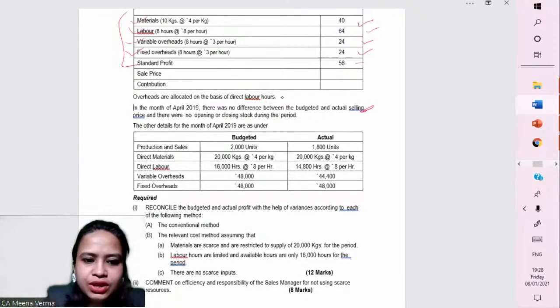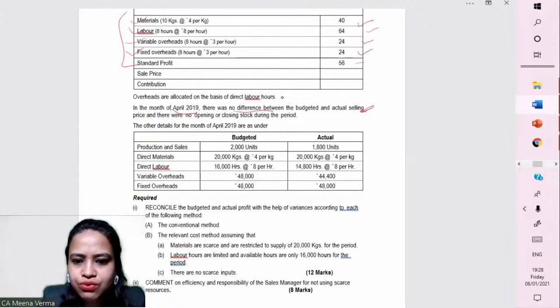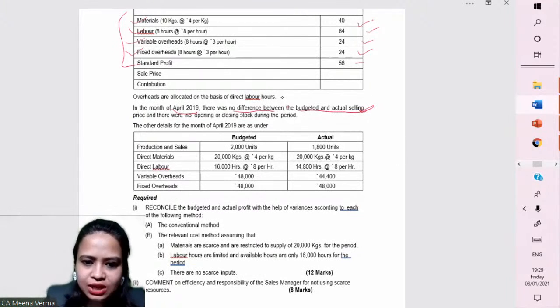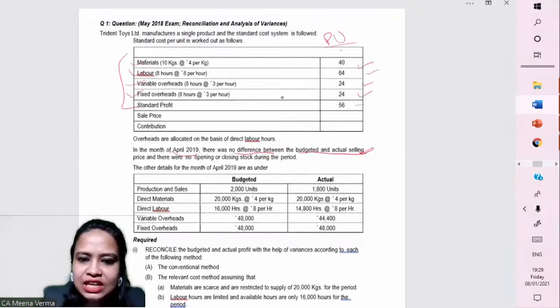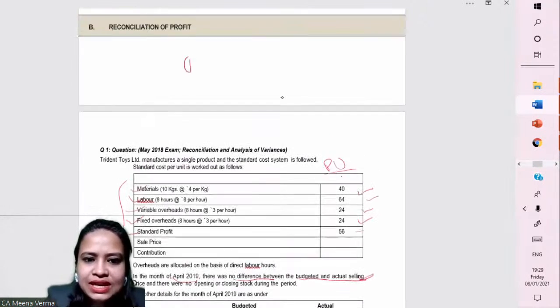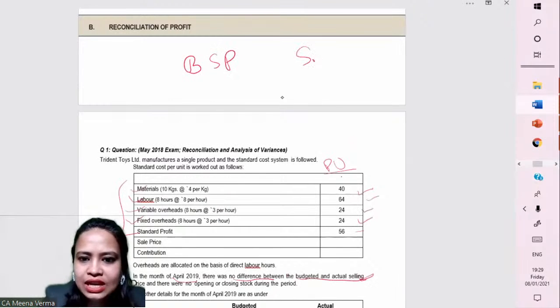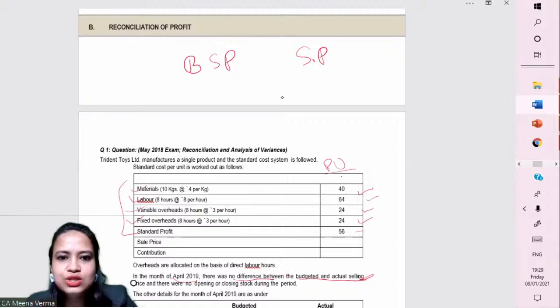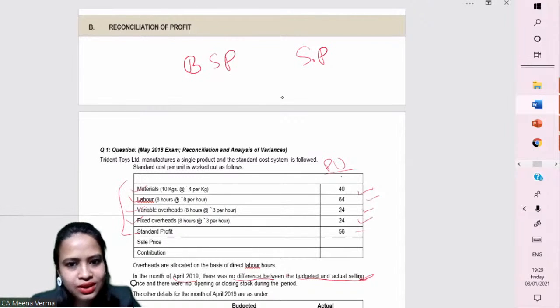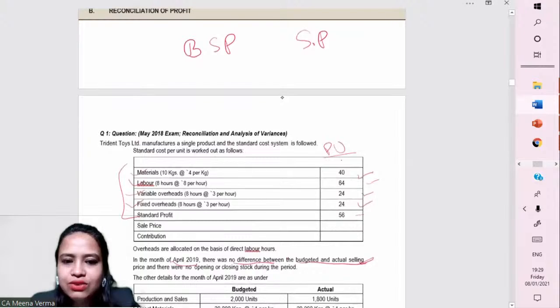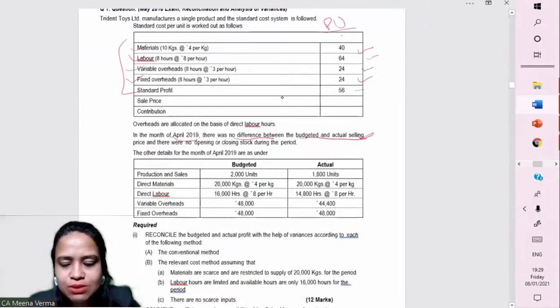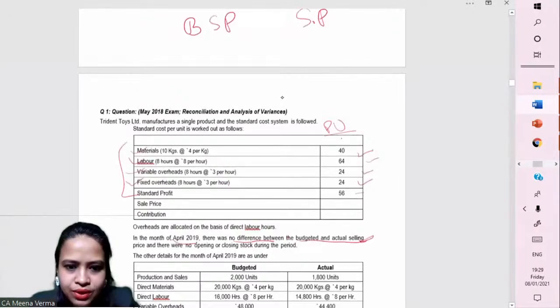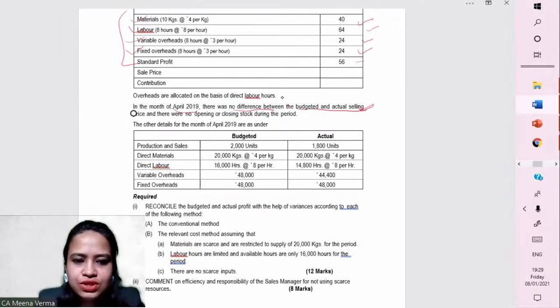What information? In the month of April, there was no difference in the budgeted and actual selling price. Means the budgeted selling price and the actual selling price was same. So it means that there is no sale price variance. Because you can see that in the formula of sale price variance, we need budgeted sale price minus actual sale price, which is same. If they are same, there is no difference, so we don't need to consider the sale price variance. Okay, there is no opening and closing stock during the period.